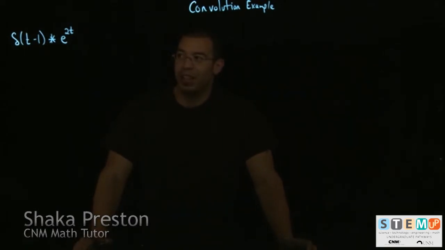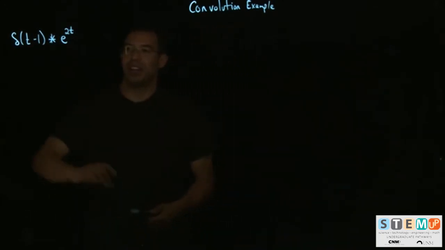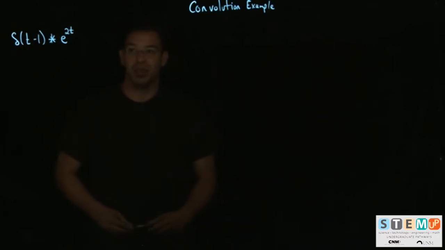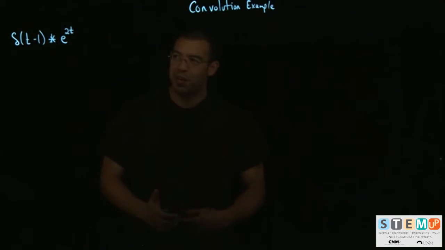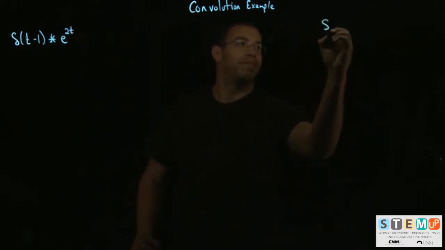Just one example that I think is kind of a fun example. We want to get the Dirac delta of t minus 1 convoluted with e to the 2t. So before I do it, let's do a few side things. So let's do some side work.